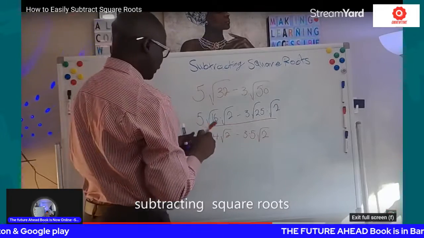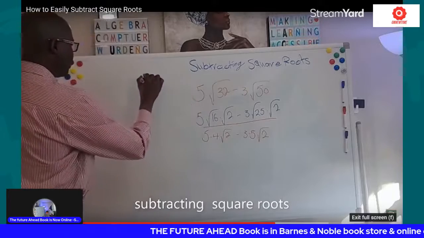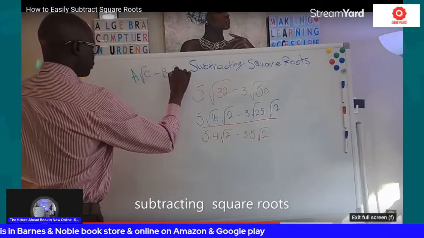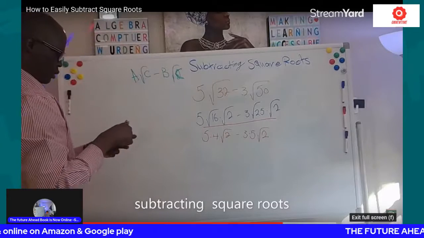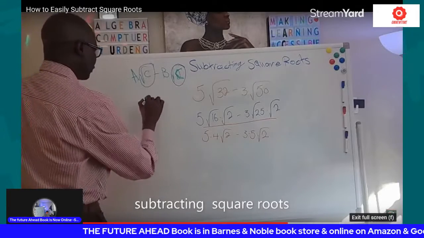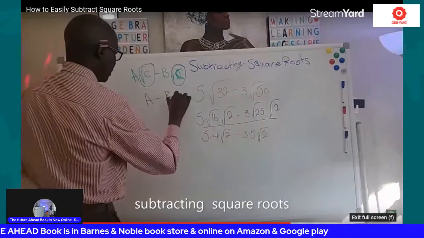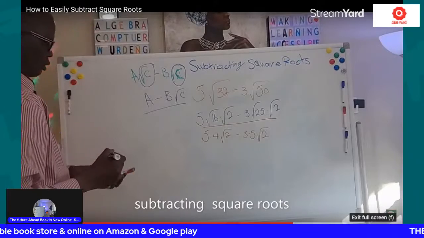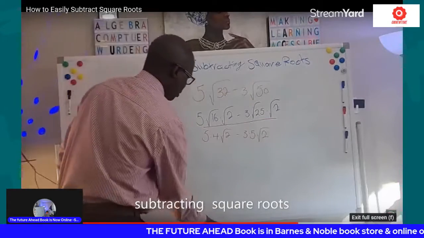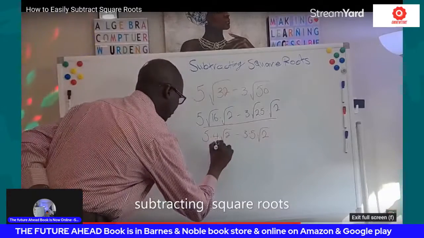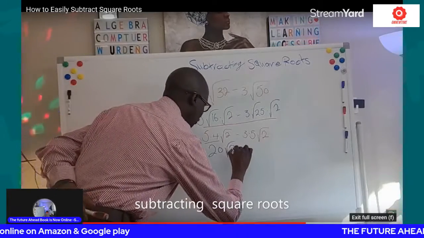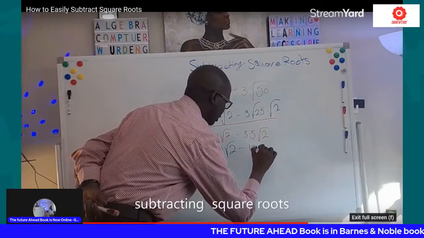And if we apply the rule I showed you, when you have A times the square root of C minus B times the square root of C, and those square roots are the same as the other square root, we can say A minus B times the square root of C. In this case, we can say 5 times 4 is 20 times the square root of 2 minus 15 times the square root of 2.